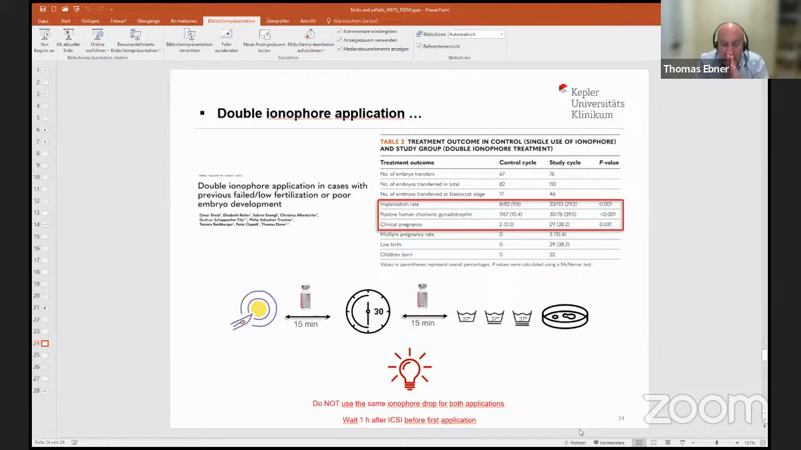But I would actually draw your attention to the last sentence that I have here. So do not use the same ionophore drop for both applications. At the beginning, we did use, to save costs, to be honest, the same drop, a large drop. Nevertheless, the outcome was worse for the second share of oocytes that went in. So the second time you went in the same drop, it looked like a little bit of a shrinkage, and definitely fertilization was poorer then. And once we used a new, fresh drop, also pre-equilibrated for 4 hours, of course, then the outcome was much better. And this is what we did here for the study. So we had some learning curve, that's for sure.